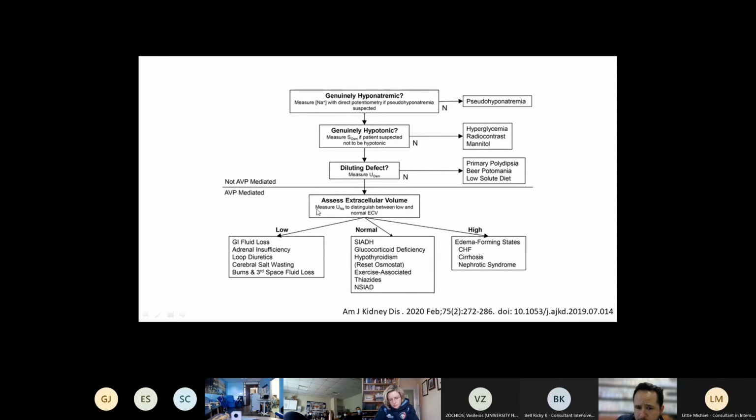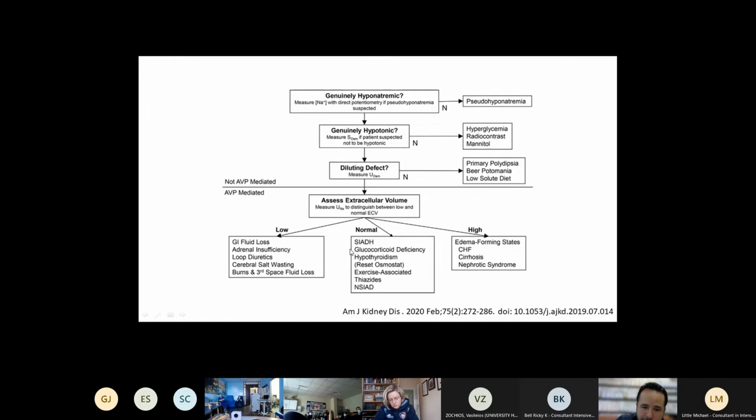If we assess the extracellular volume, we will see that there are patients that are going to be dry or appear to be dry. There are patients that are going to appear normal, and there are patients who will appear to be hypervolemic. The classic picture would be a patient with heart failure, a patient with liver disease and cirrhosis, a patient with nephrotic syndrome.